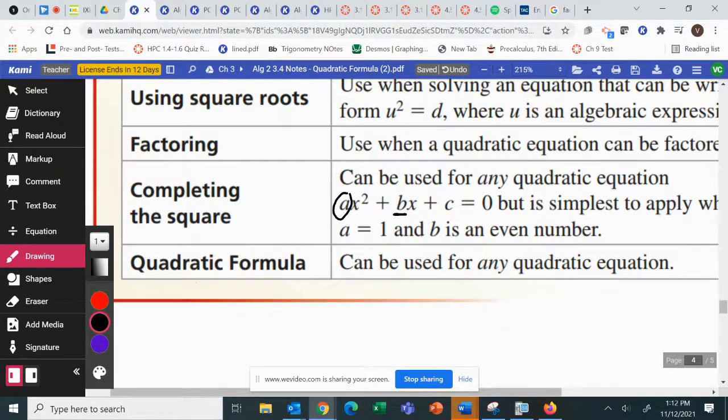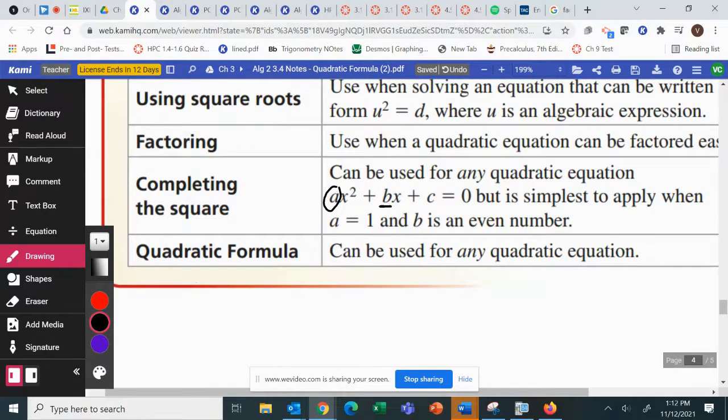And then when would we use the quadratic formula? Anytime you want. Anytime. But I will say factoring's way faster than the quadratic formula if it's factorable.